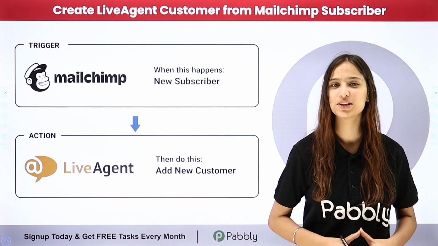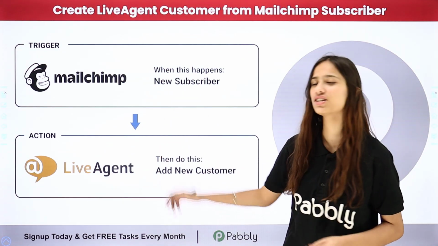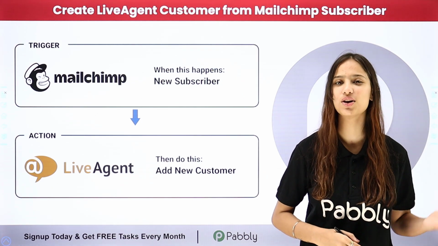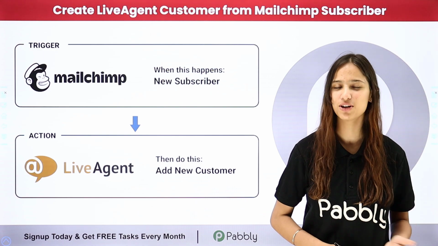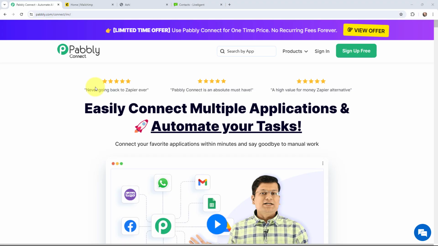So now to do this, I need to set up a connection between these two applications, for which I'm going to use this amazing automation software, that is Pabbly Connect. So if you want to learn more about this, follow me through the screen. In this video, we will understand how to create LiveAgent customer from Mailchimp subscriber.